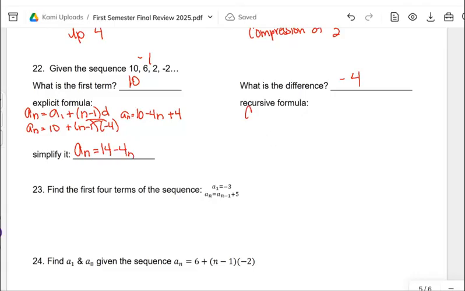Recursive formula, I have a1 equals, my first term is 10. Then you have a sub n equals a sub n minus 1, then minus 4.